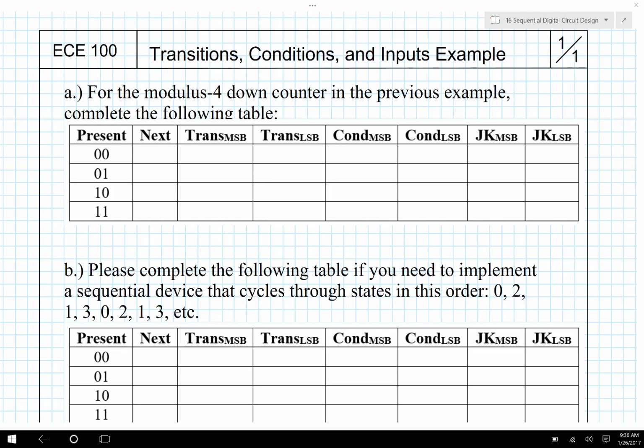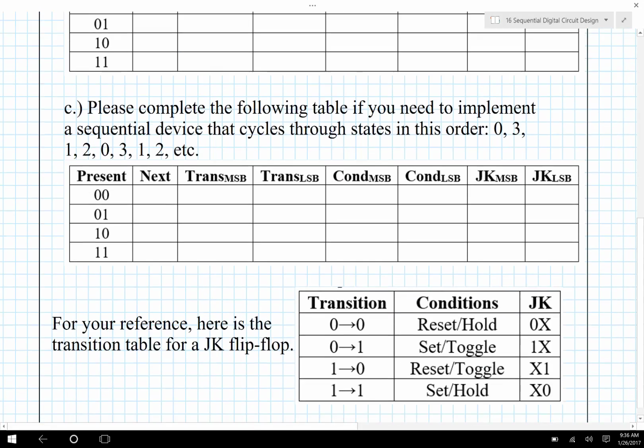Now it's time to dig more deeply into this sort of problem. We're going to fill in a much more extensive table that will include not only the present state and the next state, but also the transitions necessary between those states, the conditions that will lead to those sorts of transitions, and what J and K inputs are necessary to cause those conditions.